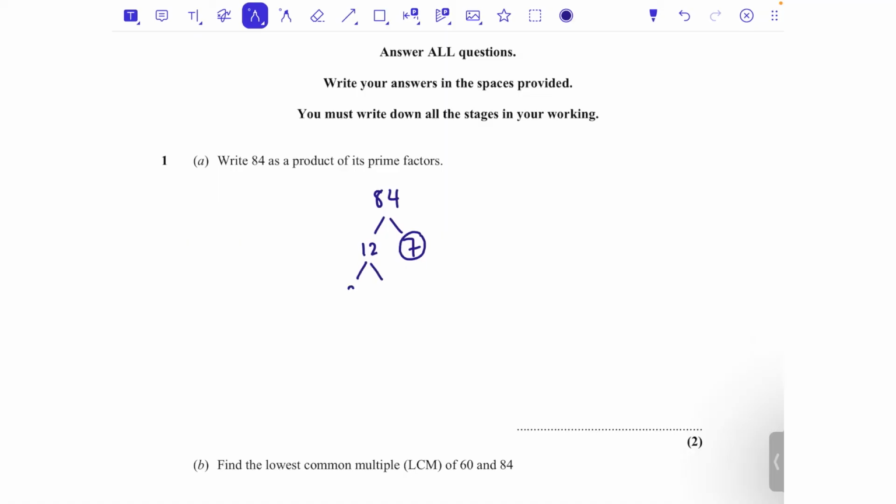So 12 is 2 times 6, 2 is prime, so let's circle that. 6 is 2 times 3, and they're both prime, so they both get circled, and we are done. Therefore our answer is 2 times 2 times 3 times 7. Now that's actually all we need to write for both marks there. It didn't say give your answer in index form. If it did, you would have to write it as 2 squared times 3 times 7, but either of those answers was absolutely fine for 2 marks there.